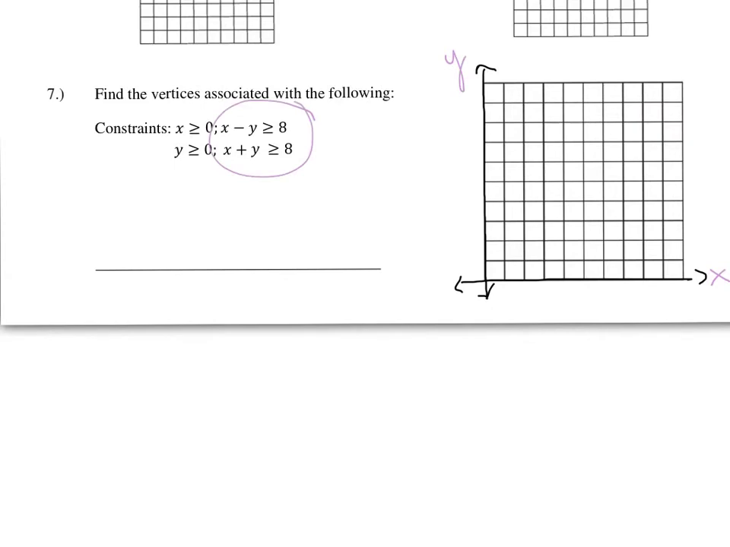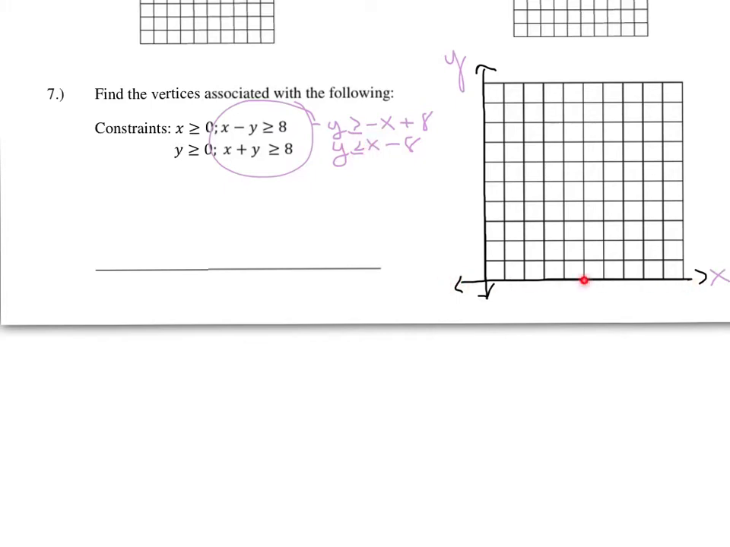I'm going to graph, let's isolate y on the top one. So I'm going to subtract x. And then we're going to swap our signs, and we're going to get the following. Okay, so I know I have negative 8 as my y-intercept, but that's way down here. And I know the slope is up 1 over 1.